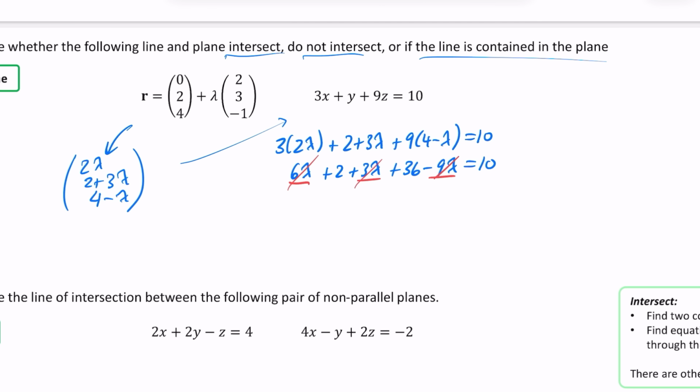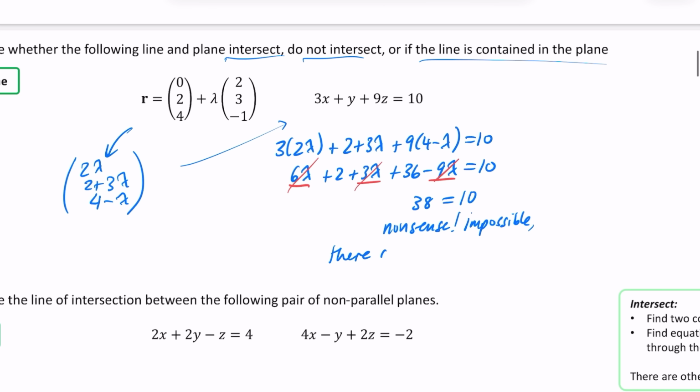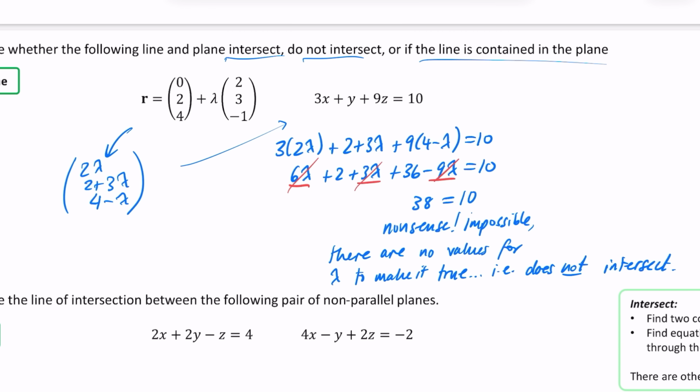Now, the fact that they're cancelling out gives us something very strange, because on the left we just have 38, and on the right we have 10, which is, of course, complete nonsense. This is impossible. And what this is telling us is there are no lambdas that make this true. There are no values for lambda to make it true, i.e., it does not intersect. Logically, we're saying no value of lambda will make this intersect.